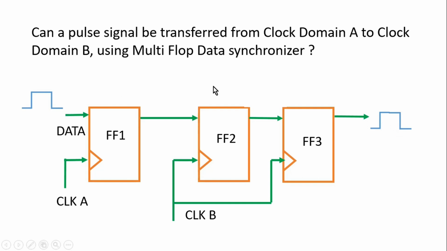Many of you tried to answer it, but for those who could not understand it, I will reveal it in this video. Friends, the answer to this question is no. We cannot send this pulse from clock domain A to clock domain B with the help of these flop structures, which is called a multi-flop data synchronizer. It is not possible to send this pulse from clock domain A to clock domain B.